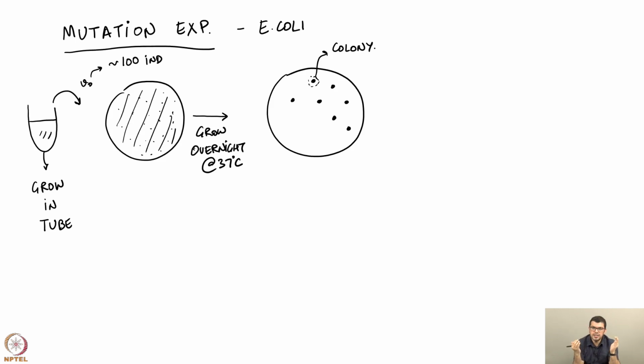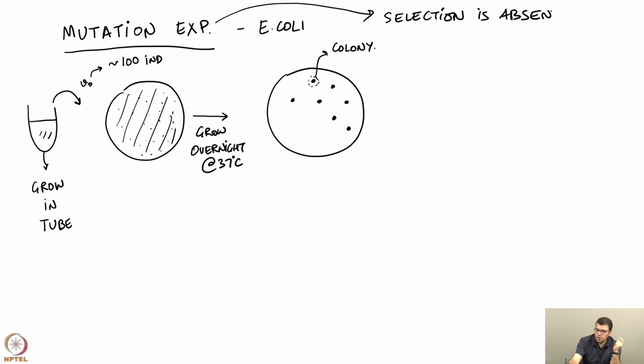Now, obviously, in this process mutations have happened, and I want to pick one individual from one colony completely randomly. Now, how do I randomize this process? Remember, mutation accumulation experiments are where I want selection to be absent. So, everything has to be completely randomized, only drift has to decide the fate of this evolution experiment. So, how do I do this?